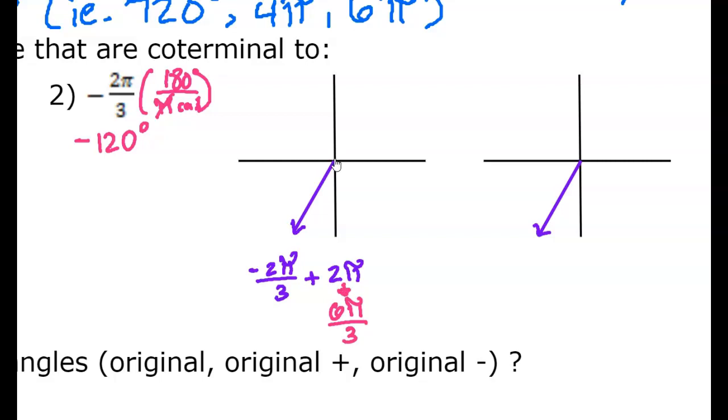So then you're just adding negative 2 pi plus 6 pi, and you're getting negative 4 pi over.